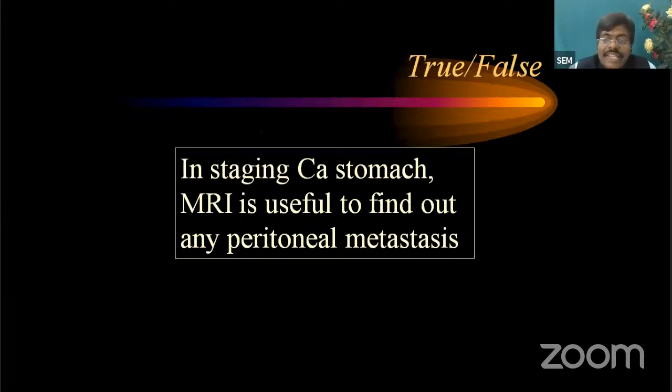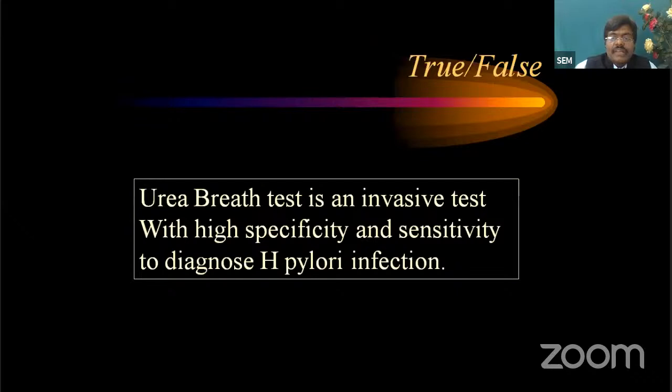True or false? In staging CA stomach, MRI is useful to find out any peritoneal metastasis. Now, high-end MRI and CT people claim so, but for exam purposes, staging laparoscopy is the investigation of choice for peritoneal metastasis. MRI is not. So it is a false answer.